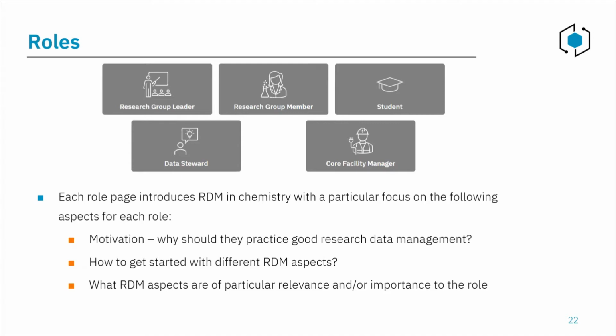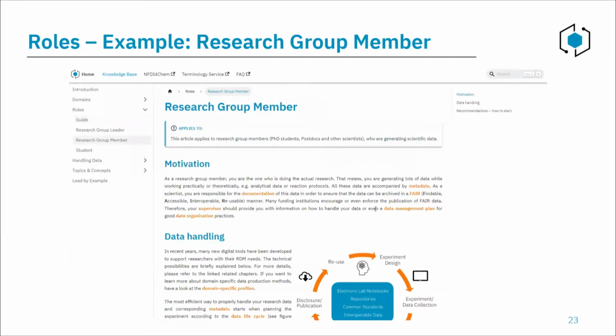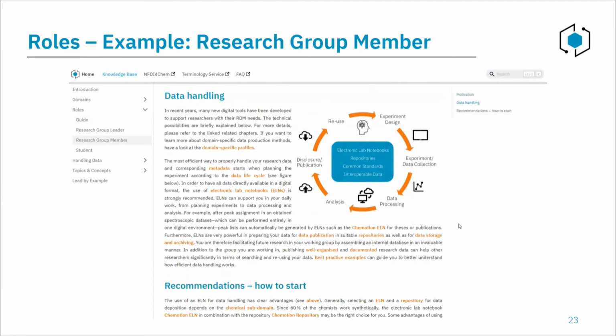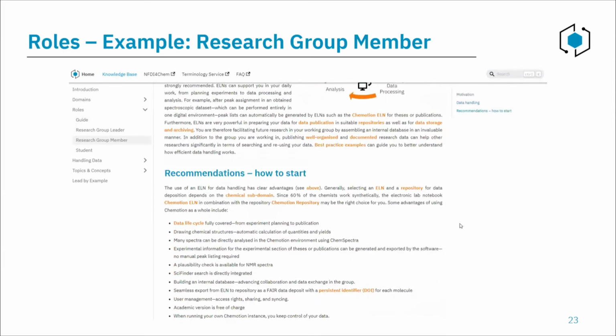You will learn how to get started with research data management. And all this is set in a framework so that you will learn why this is important for your role. Then let's have a look at an example here. Research group member. The article starts with the motivation for a research group member. You will learn about data handling along the data lifecycle. There are some recommendations provided on how to start with research data management.